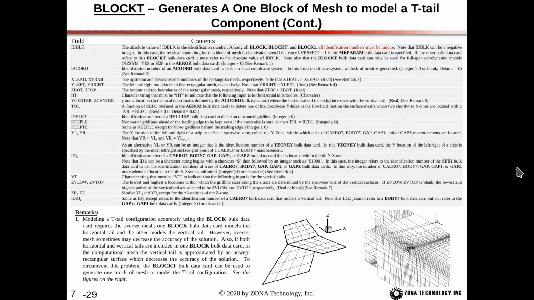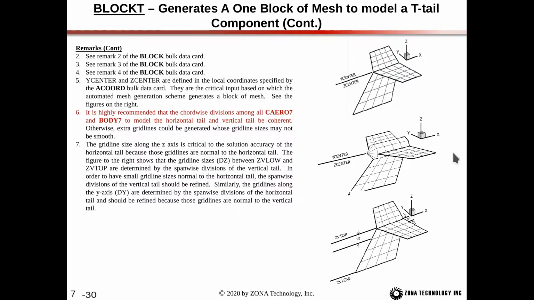Okay, so let's look at another picture here. So we've already seen this option. Another option is here where we have a body 7. So once again, the Y center, Z center is where the vertical tail and horizontal tail would intersect each other. And then you can also see the center of this body 7. So this body 7 would be listed in the horizontal portion in our Y zones, but it would not be listed in the Z zones.